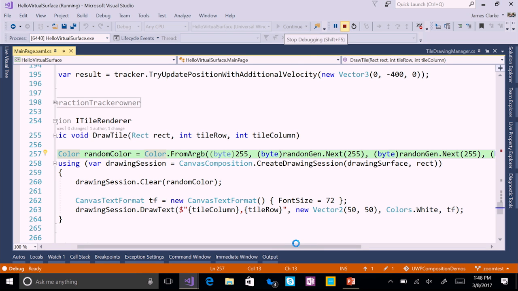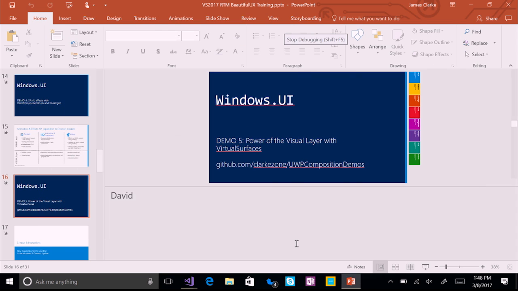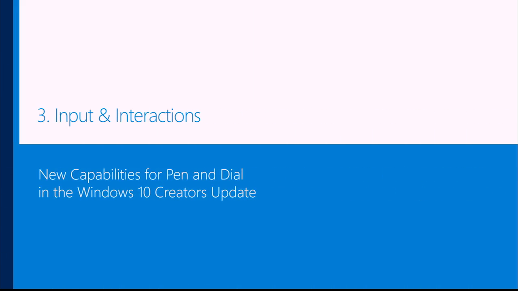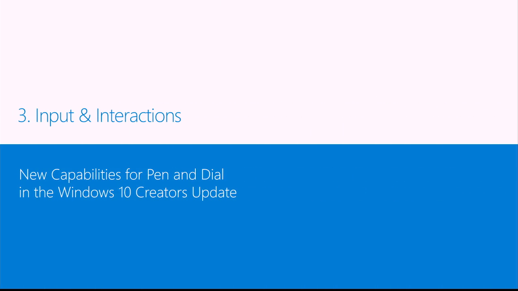Awesome. So let's drop out of this. Now, once again, I mentioned that we're making this possible in the visual layer. And so this is absolutely something that we think control vendors, if you're building a mapping control, this is absolutely something that would be applicable to you. Awesome. Now let's hop over and talk about input.